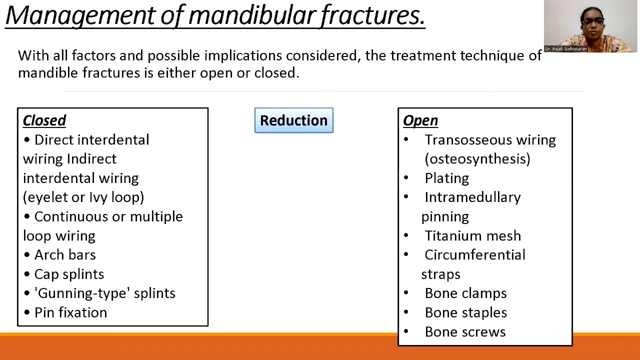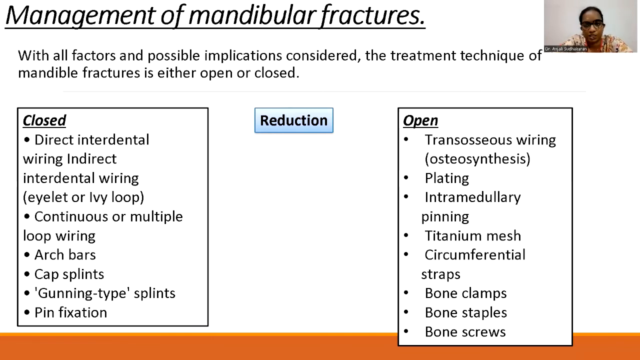Now, the treatment of mandible fractures, with all the possible factors and implications considered, can either be open or closed. So we'll come to the closed reduction first. Again, fracture reduction in any bone is separated into closed and open reduction. Now, closed reduction means there is direct interdental wiring, wherein you wire the teeth in order to stabilize the fracture segment. There is continuous or multiple loop wiring, arch bars, cap splints, Gunning splints that are used in edentulous patients, and pin fixation. So in these cases, you are not actually exposing the fracture. You are indirectly reducing the fracture.